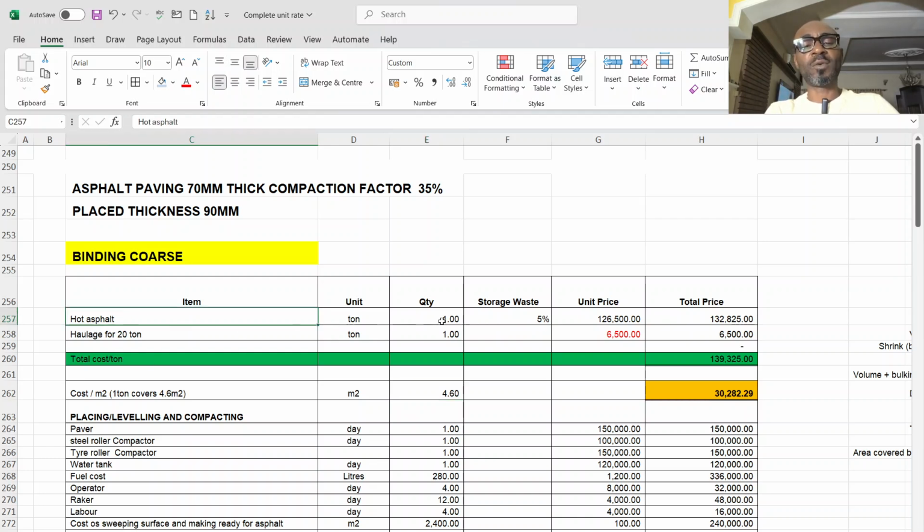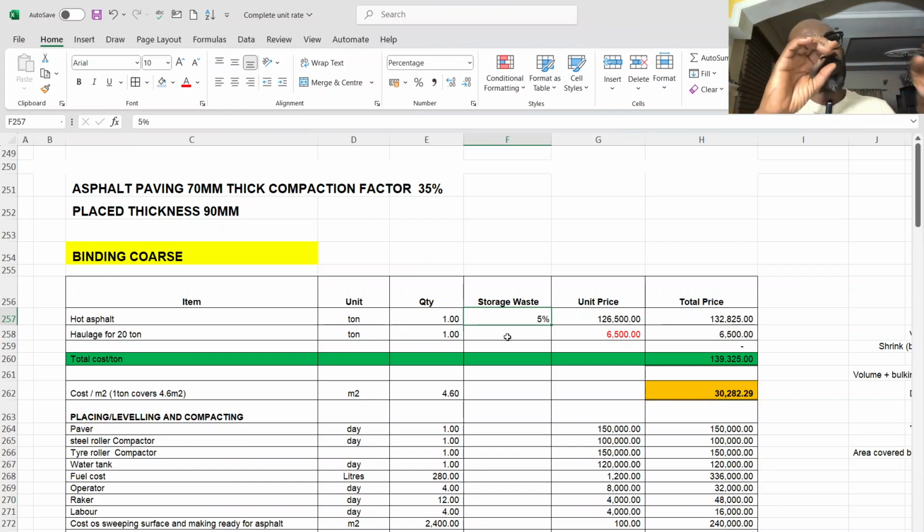Hot asphalt, 1 ton, is 126,500 plus 5% of the waste that you record during placing. After leveling the road and the rolling compactor has rolled on it, it is not possible that you have leveled everywhere to the required level.